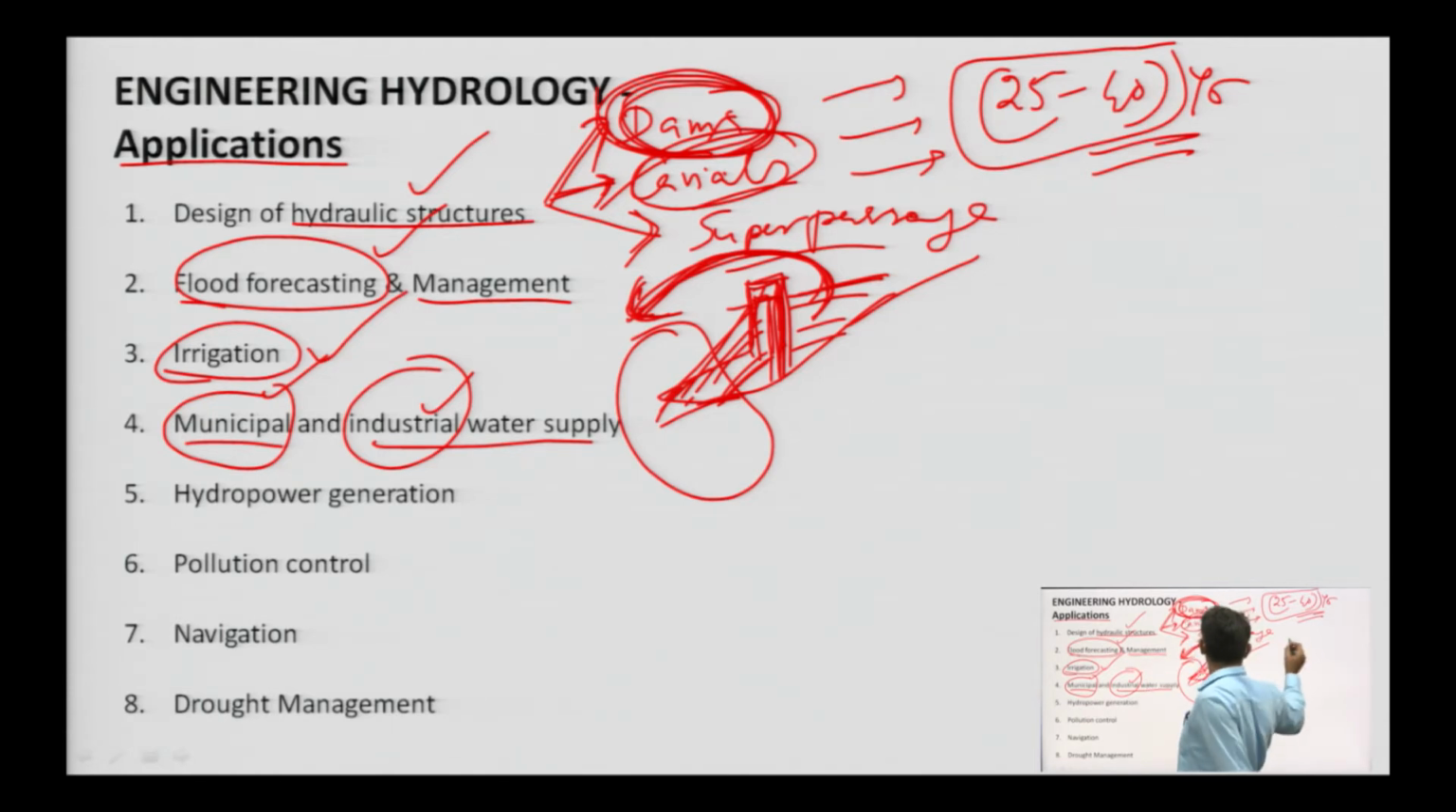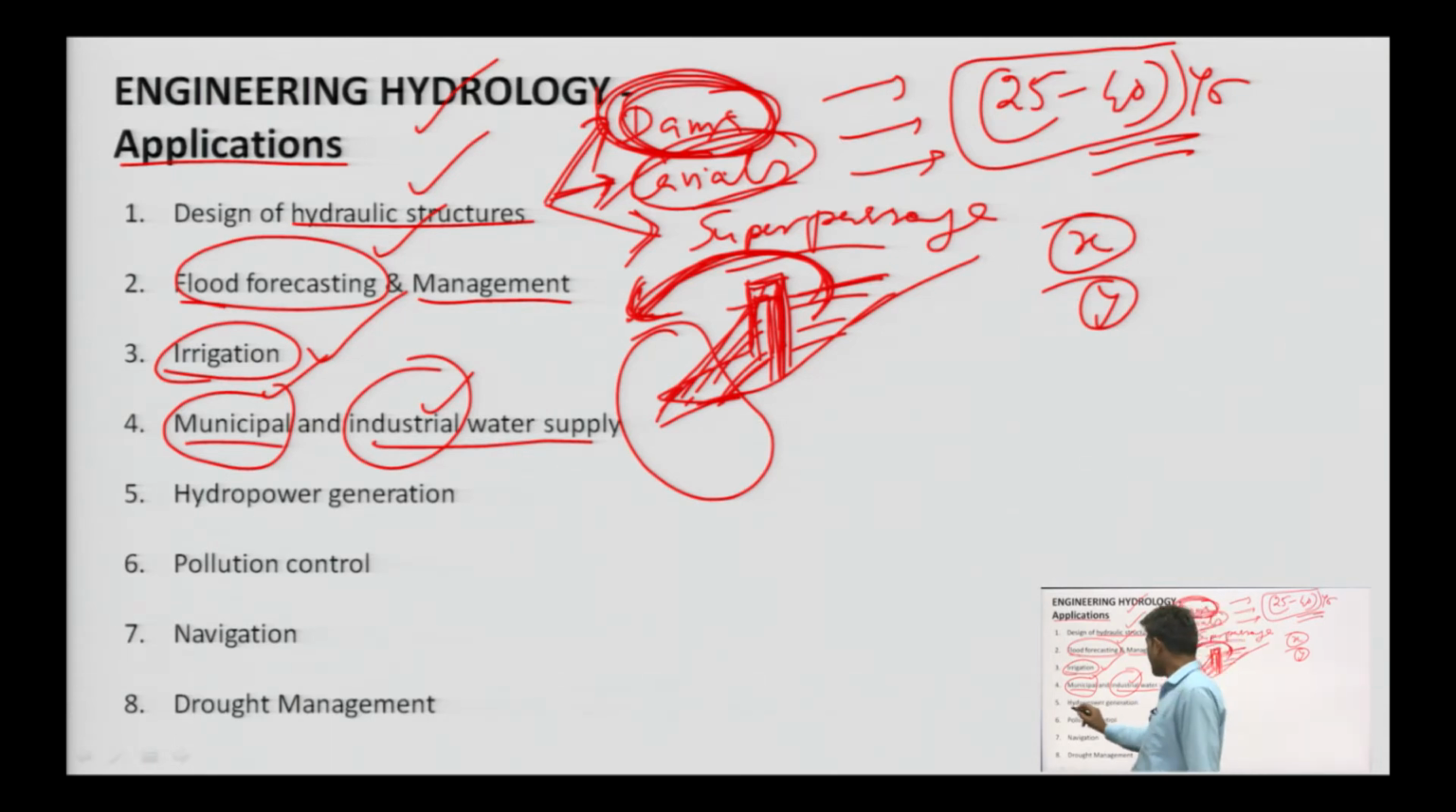Water requirement for industry, say x is the quantity of water required. From municipal, suppose y quantity of water is required. Then from where will that water be available? That is the part of hydrology. And the next is hydropower generation.